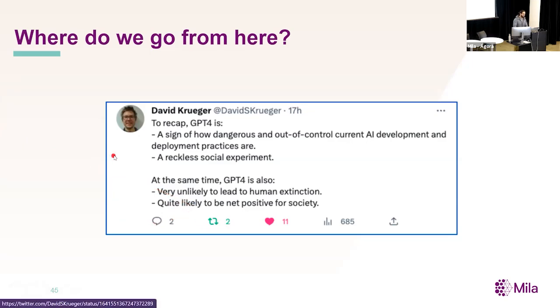At the same time, GPT-4 is also very unlikely to lead to human extinction. There are not really good signs yet to say that we've actually developed an AGI, and it's quite likely to be net positive for society. And I do agree with that point. ChatGPT has transformed a lot of how I do my work. It's probably transformed a lot of how many of you do your work. It's transformed a lot of what used to be tedious tasks that we can now automate. And I'm sure there's going to be some short-term net positive value, a lot more productivity within companies, a lot of shift from menial work to more important work.